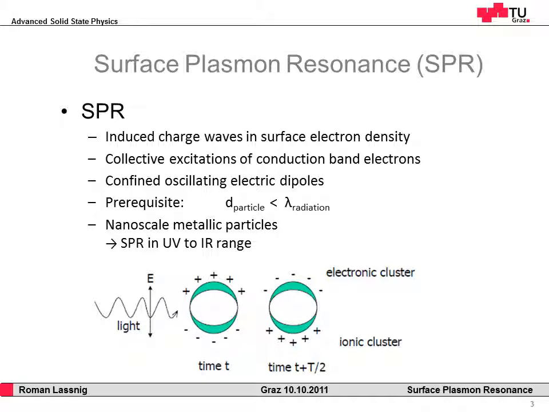What is the prerequisite for that? The particle has to be smaller than the incident wave, so smaller than the radiation wavelength, so you can really excite all. It's not about single electrons, but exciting all the electrons and displacing them compared to the ionic cluster, like you can see in the small sketch down there. And for most applications, the particles are in the nanometer range, so if the particle is in the range of visible light to UV, you need nanometer particles.